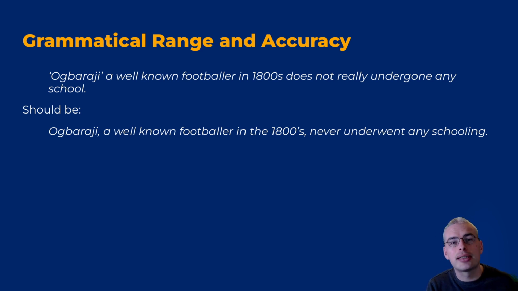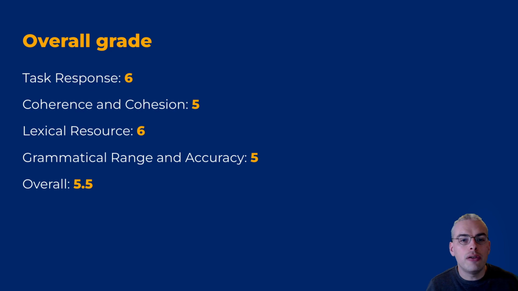Now I think because there's so much simple grammar in here, and because there's so many errors, I think this would probably struggle to get a 6. I would probably give a 5 for grammatical range and accuracy. So overall, I would give this a 5.5. I think they have some strong points and some weak points. So for task response, a 6, coherence and cohesion, a 5, lexical resource 6, grammar 5, 5.5 overall.